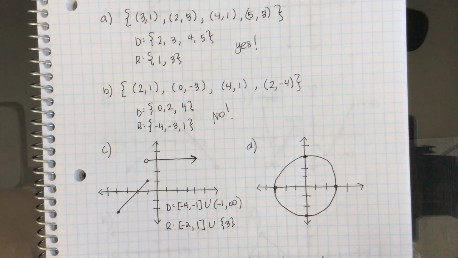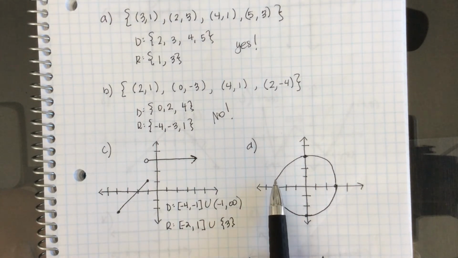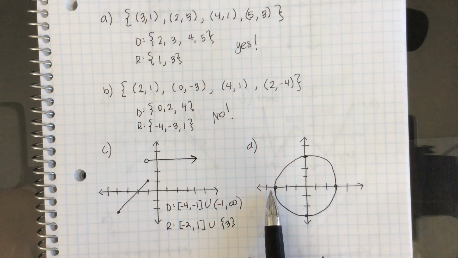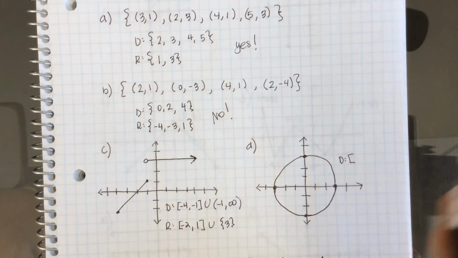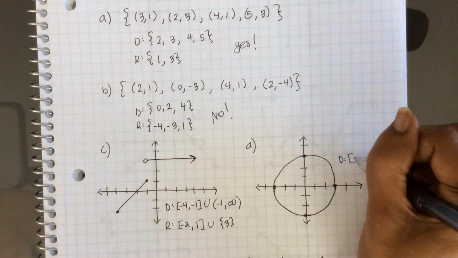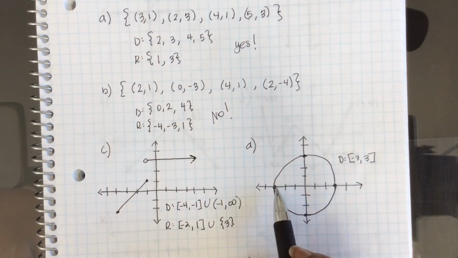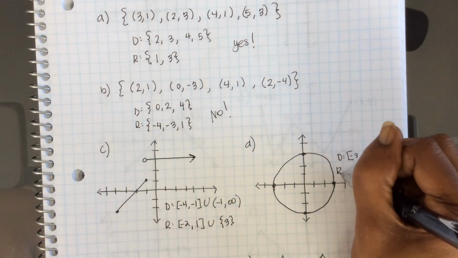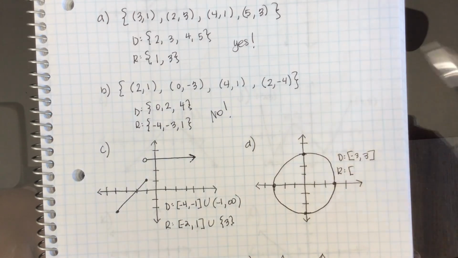All right, let's look at D here. My x values from left to right. My domain is from -3 to +3. Closed circles because we do equal on that point and we don't jump anywhere. And my range is also going to be y values from -3 to +3.